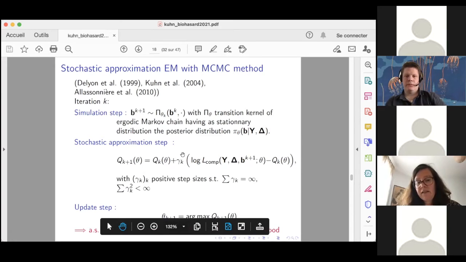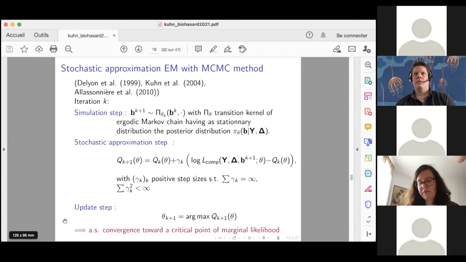Gamma k here is a positive step size satisfying this condition. And you can prove, under the given assumptions, that this algorithm, which is stochastic, converges almost surely toward the critical point of the marginal likelihood.